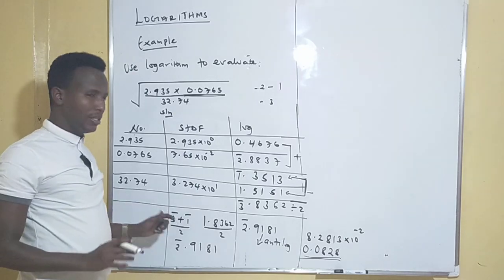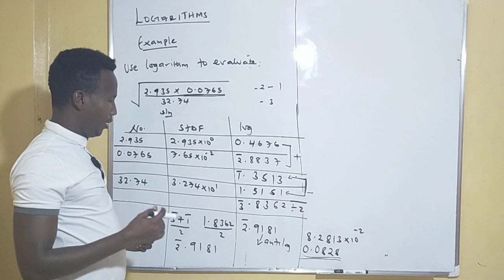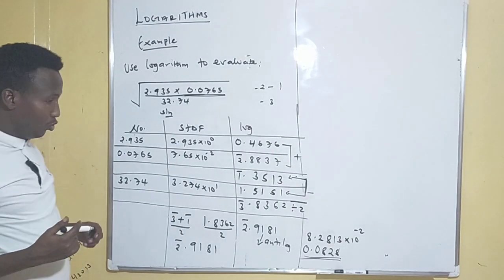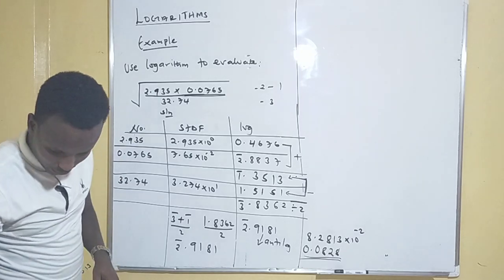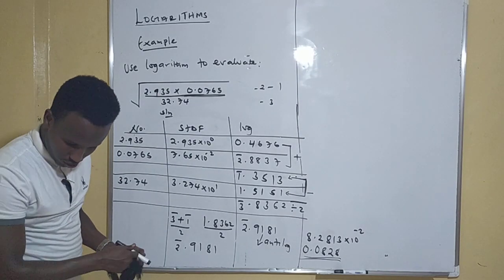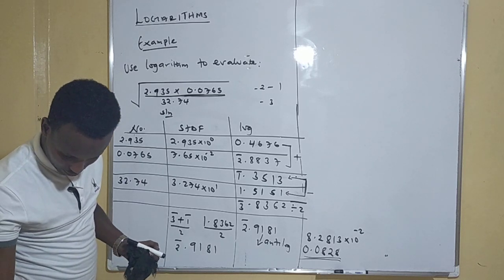So understanding the mantissa and the characteristic part is very, very important, okay? And the majority of teachers don't emphasize it at the school level. And you must know this thing, okay? We will also add one more example so that you capture this concept very, very well, yeah?